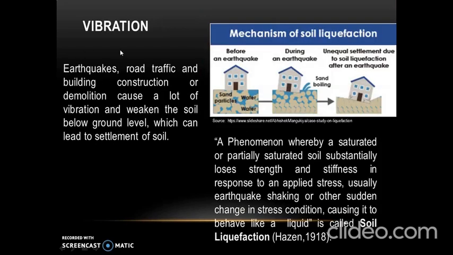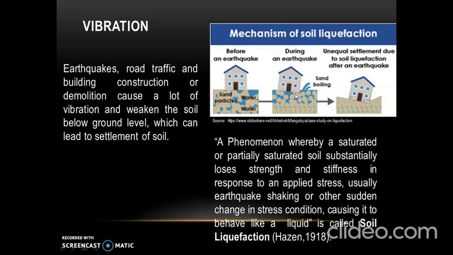Next is vibration. Earthquakes, road traffic and building construction or demolition would also cause vibration, and this will weaken the soil below the ground level, which can lead to settlement of the soil. Here in this figure we can see a structure before an earthquake, and during the earthquake there is sand boiling which is seen. That means the soil has liquefied.